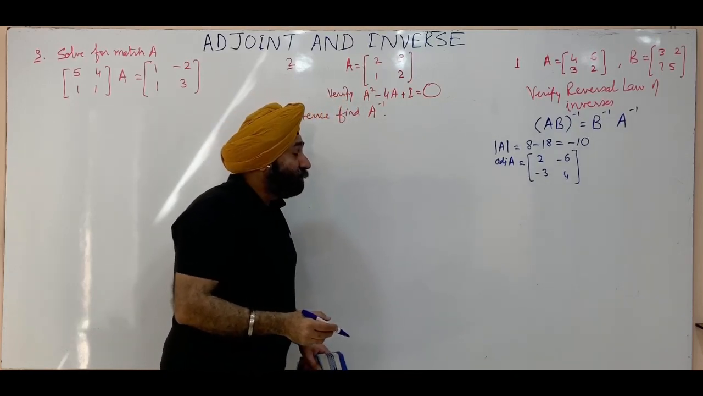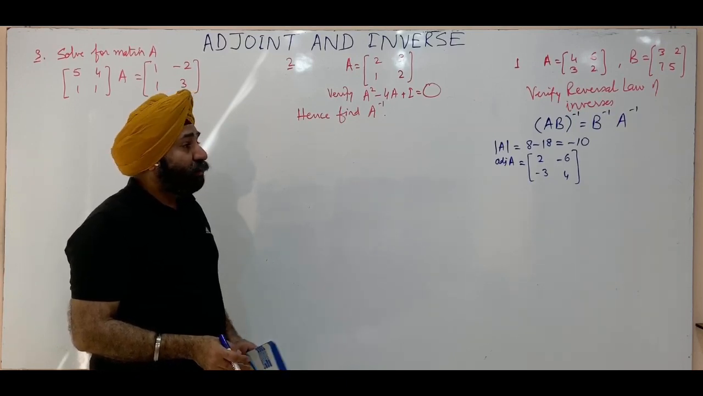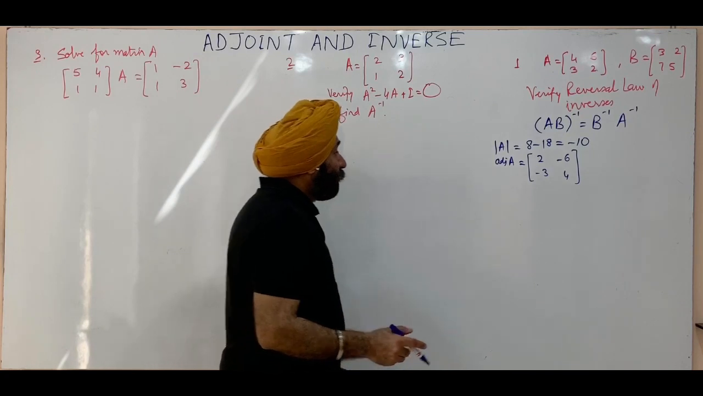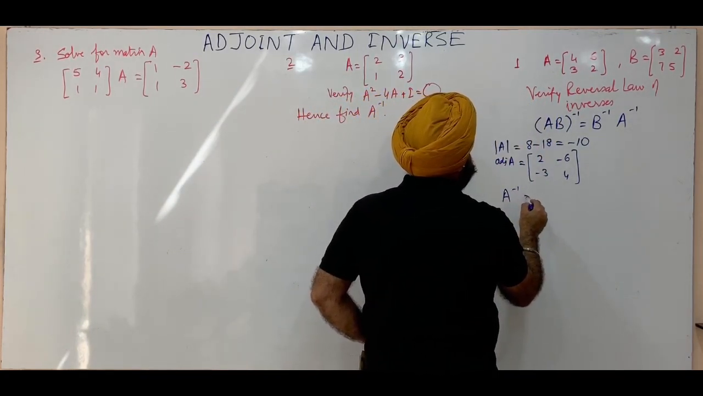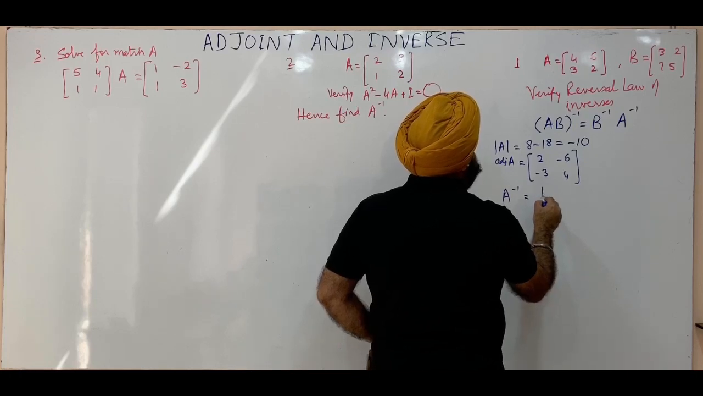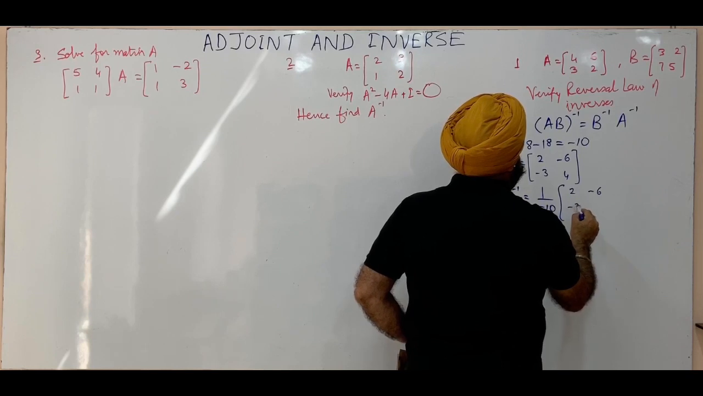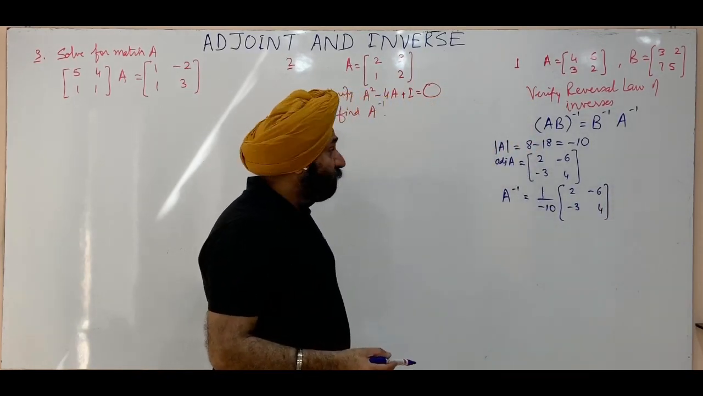Okay, in your board's exams, you are not to do this. Find out cofactors, write cofactor matrix, take transpose to find out adjoint of A. So this is adjoint of A. Let's write A inverse. It's 1 by determinant into this. This is minus 3 and 4. So this is the inverse of A.